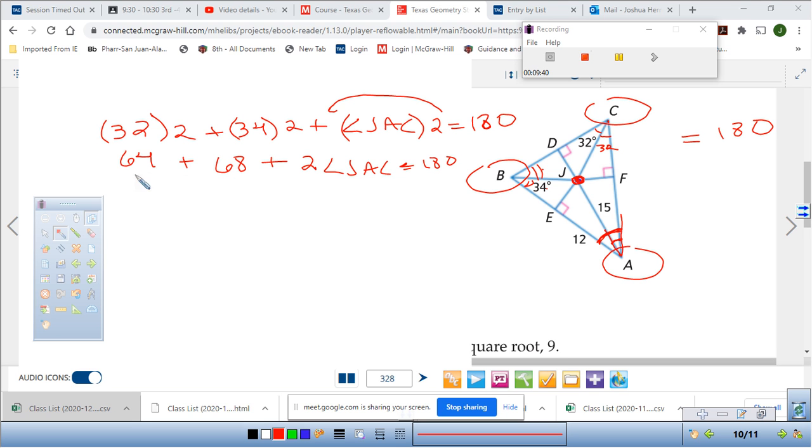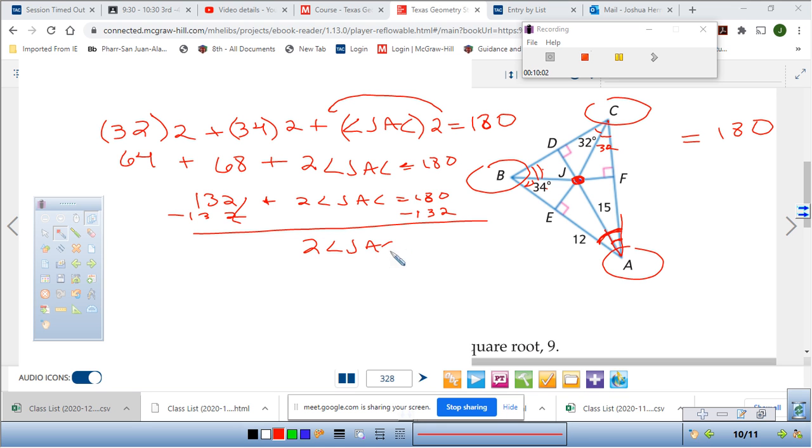So I'll add these two up. That gives me 132, plus 2 angles of JAC, that's equal to 180. So I'm going to subtract that 132 from both sides. I'll get 2 angles of JAC is equal to 48. Okay, so in this situation, I have 2 of these equal to 48. But I don't want 2 of them. I just want that one side. I don't care about this one.